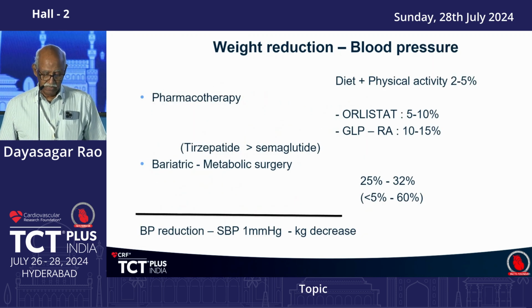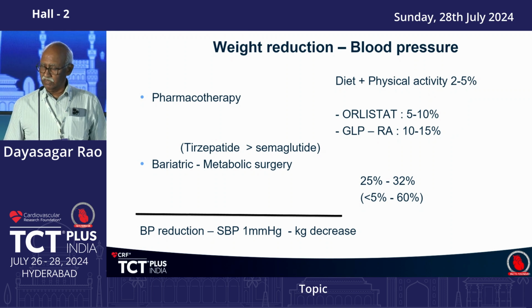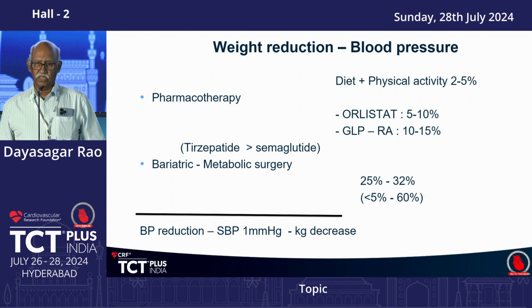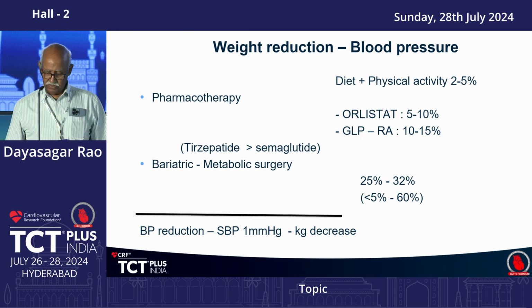So weight reduction and blood pressure. Probably if you do diet and physical activity, the decrease in weight may be about 2% and at the most 5% of the body weight. If you are using some of the drugs like lipase inhibitors in the gut, like orlistat, you may lose approximately about 5% of the body weight.